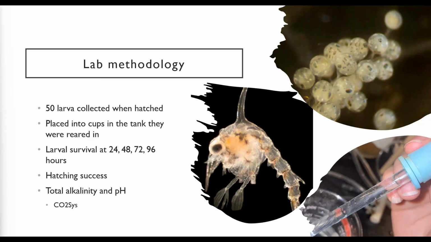To measure hatching success, we used those pleopod hairs that Dr. Gravinese showed you a video of, and counted the number hatched, which was indicated by a translucent egg mass, or unhatched, which had those larval stages in the top right corner of the screen. We also measured total alkalinity and pH, and our total alkalinity was calculated using the CO2SYS program.